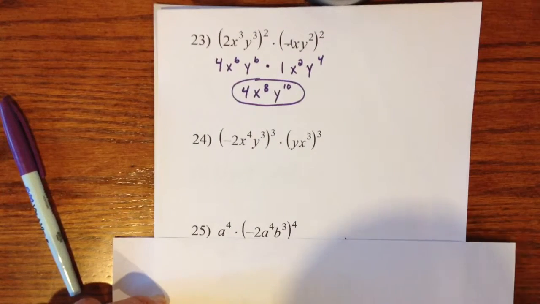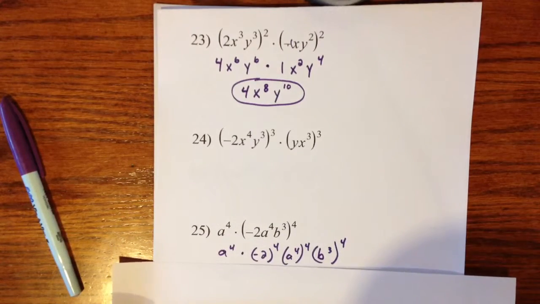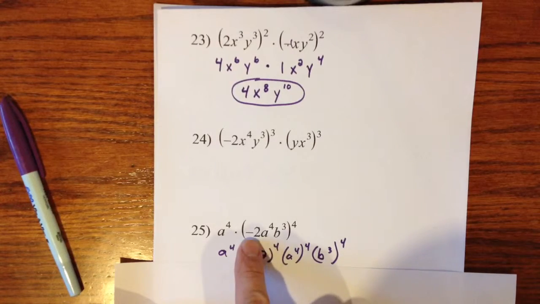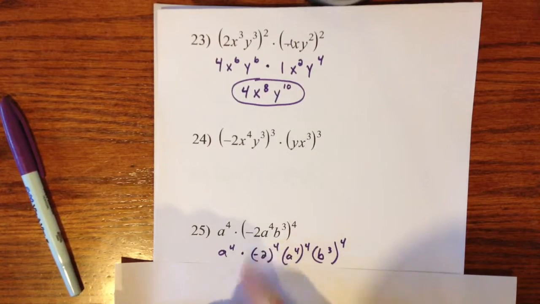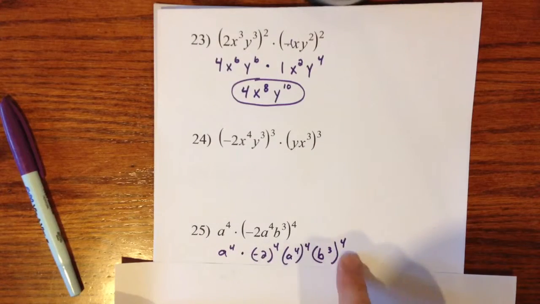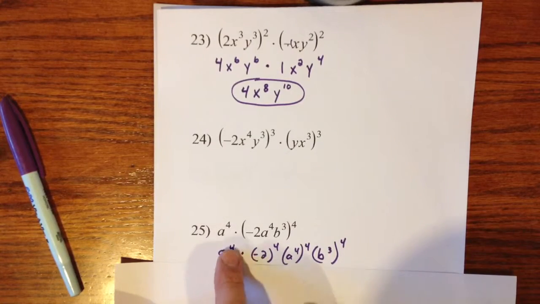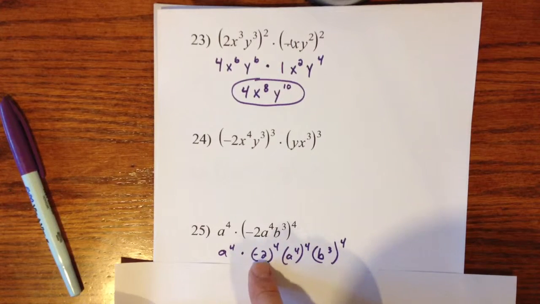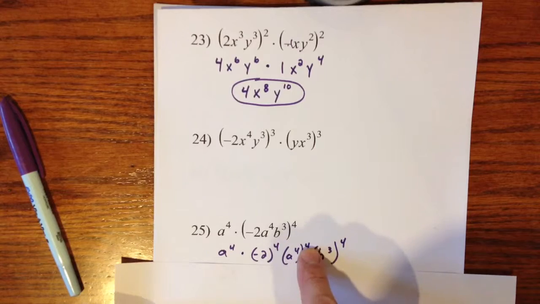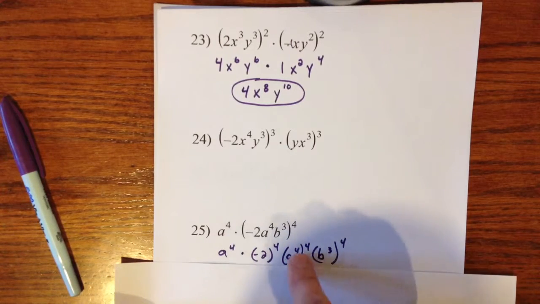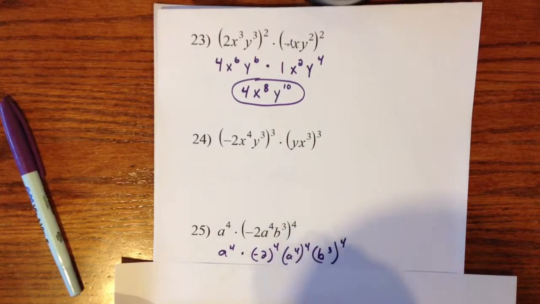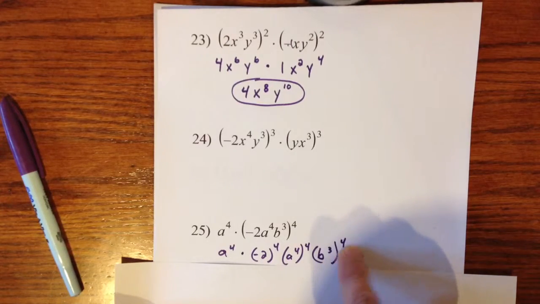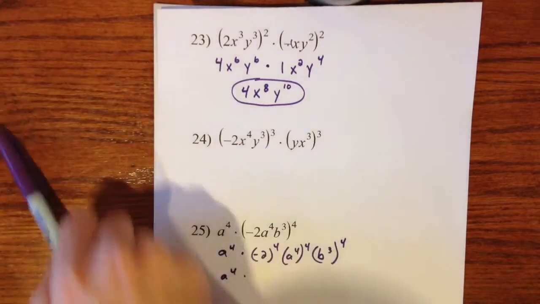Okay, for number 25, I have a to the 4th times this whole quantity to the 4th power. So I'm going to write everything out to the 4th power. All right, there's 3 things inside of that parentheses, and I took each one of them to the 4th power. And a to the 4th, I'll just leave that there. I got to take -2 to the 4th power. That's 16. A to the 4th to the 4th is a to the 16th, and then b to the 3rd to the 4th power is b to the 12th.